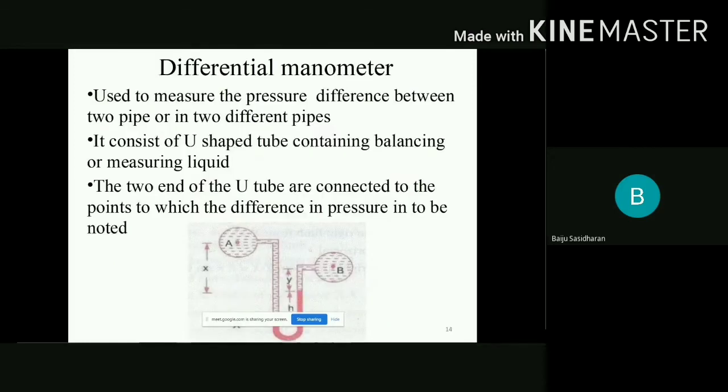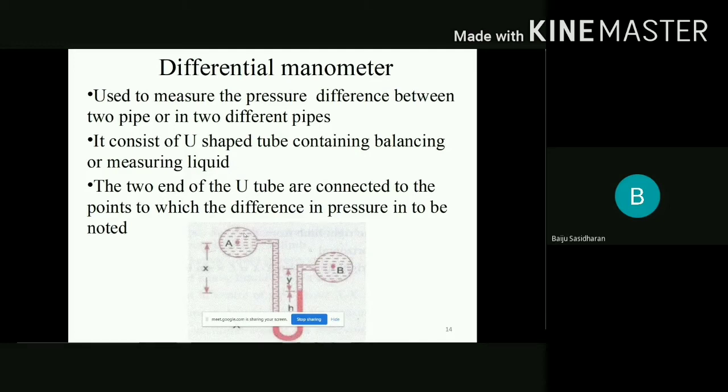Okay. So next I have to explain about differential manometer. Up to this time, we have discussed about manometer in which the right limb, that is the one end, is open to the atmosphere. But here you see that the right limb is connected to another pipe. Then the deflection in manometric liquid will indicate the pressure difference between these two pipes. Okay. So there may also be some reference line.